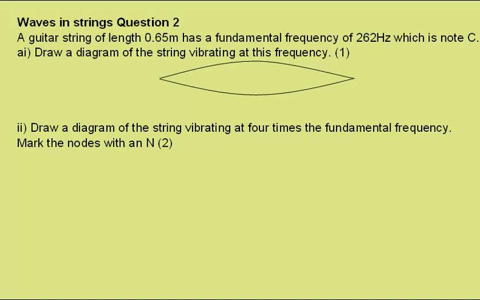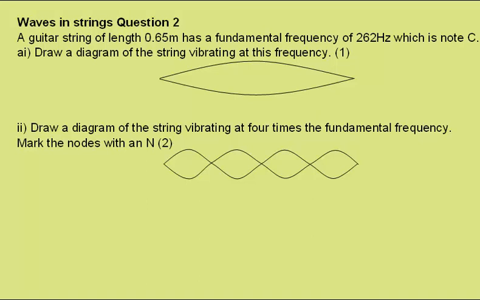For part 2, draw a diagram of the string vibrating at 4 times the fundamental frequency, and mark the nodes with a capital N. Well, if we have 4 times the frequency, we'll have a quarter of the wavelength, so we can now fit 2 complete waves in between the gaps. It's always useful to mark faintly some of the points, for instance marking the peaks and the crossing points, before you actually put in the lines to do a diagram like this neatly.